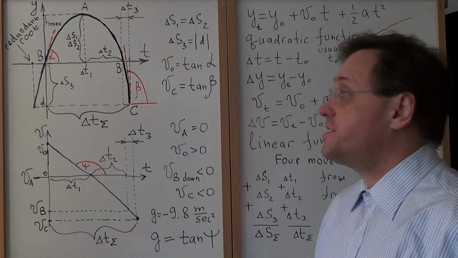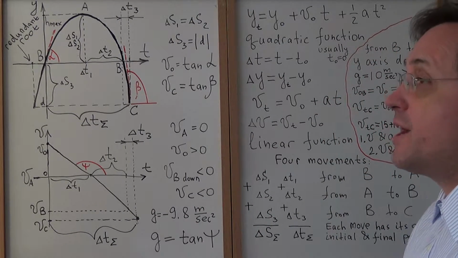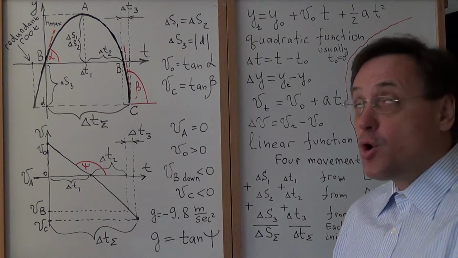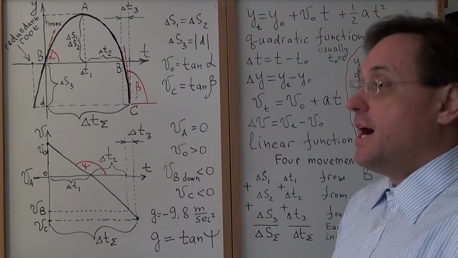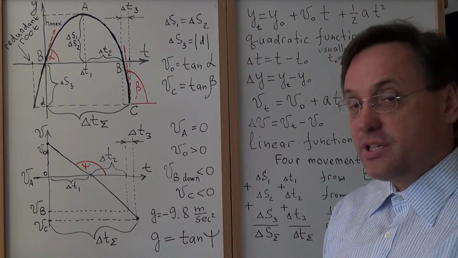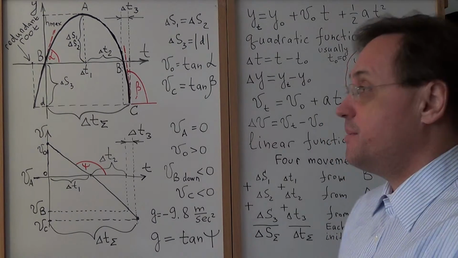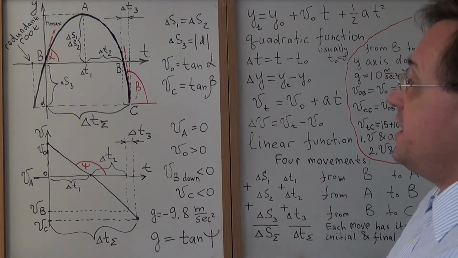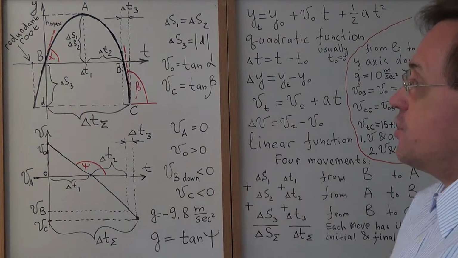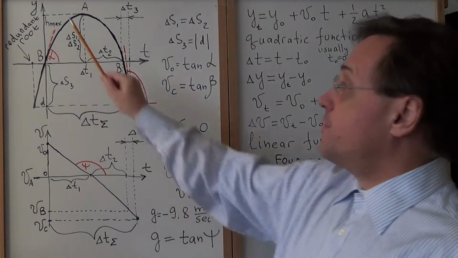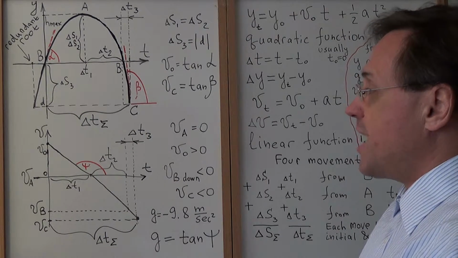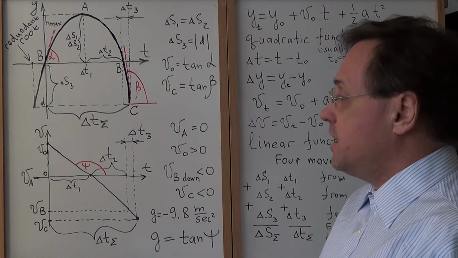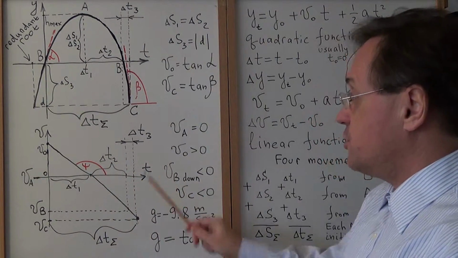Hello, we continue the problem where a rock was thrown vertically up, then falling down from the edge of a cliff down to the bottom of the pit. We can see two graphs here. First graph is a graph of coordinate as function of time. Second graph is a graph of velocity as function of time.